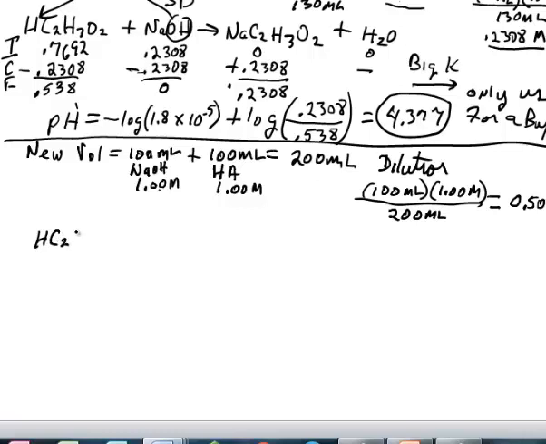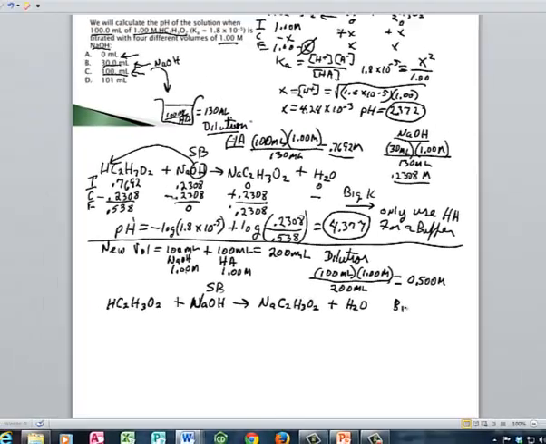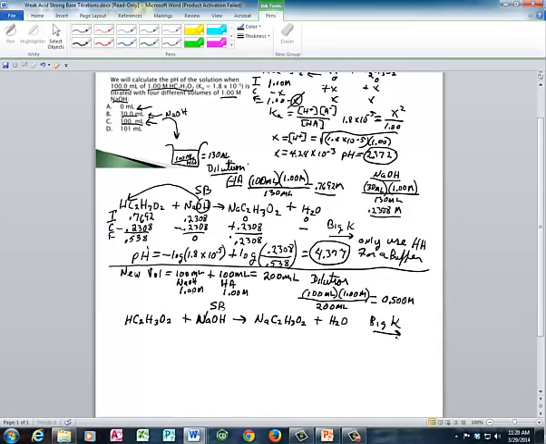I write my reaction so that I understand what the chemistry is. If you don't understand the chemistry, then the math doesn't really matter. You're just going to get led down the wrong path. The sodium hydroxide combines with the acetic acid to give me sodium acetate, NaC2H3O2, plus H2O. Because of the strong base, this is a big K reaction. It goes all the way.